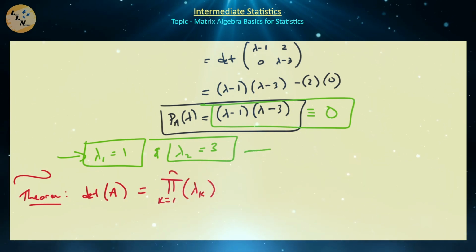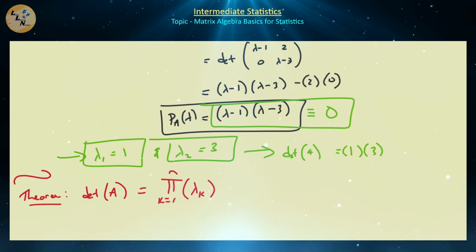So if we take this for example, then the determinant of the original matrix is just going to be equal to 1 times 3, which is equal to 3. So you can think, for example, if you have a really, really large matrix, you probably don't want to find the determinant of it. But if you know all of its eigenvalues, just multiply them together, and it's going to give you the same exact answer, which is actually pretty nice.